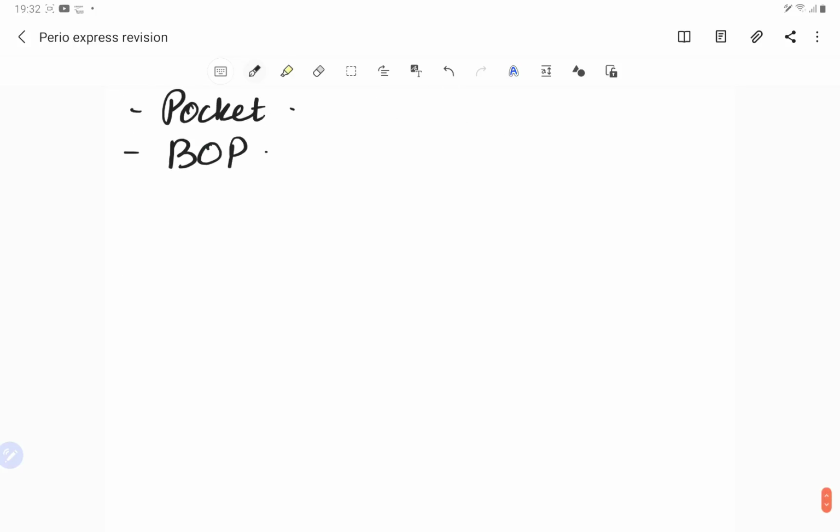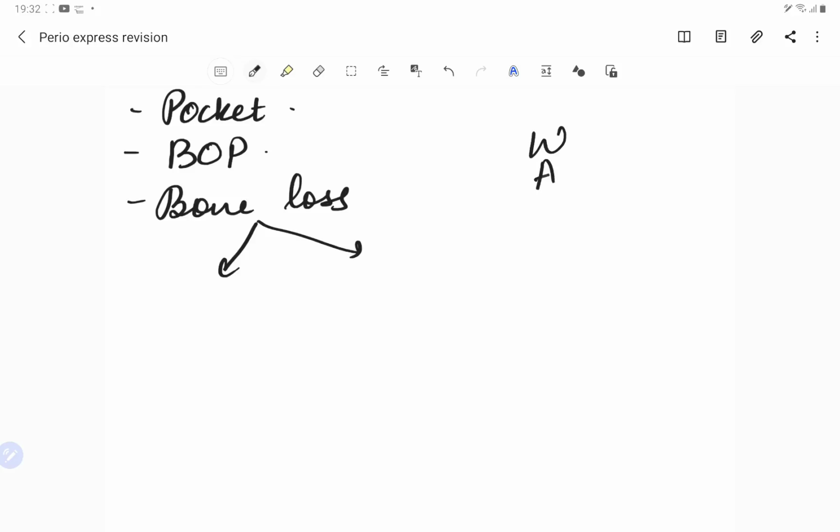Now, if we talk about bone loss, guys, there can be two kinds of bone loss. You remember in the last part, we covered trauma from occlusion. We have studied WARM, which is the widening of the PDL, angular bone loss, resorption, and M is the mobility. So angular bone loss is a typical characteristic feature of trauma from occlusion, which occurs when there are excessive forces or when there is a weakened PDL.